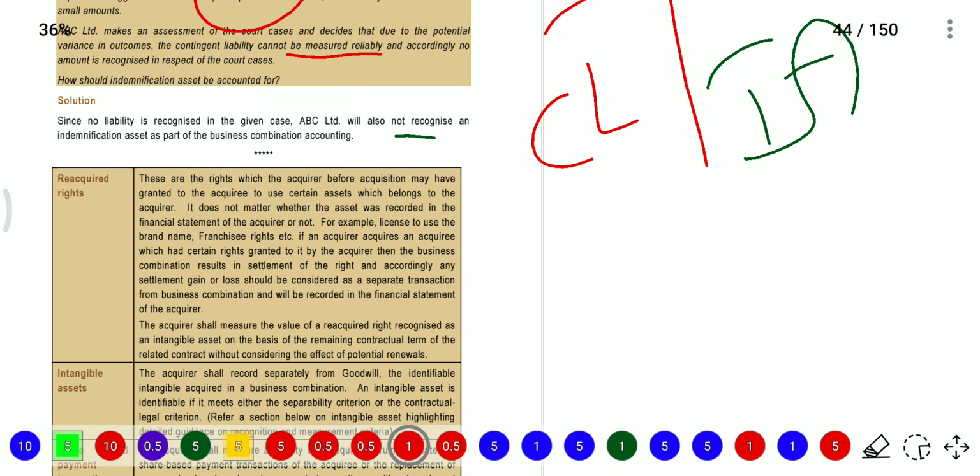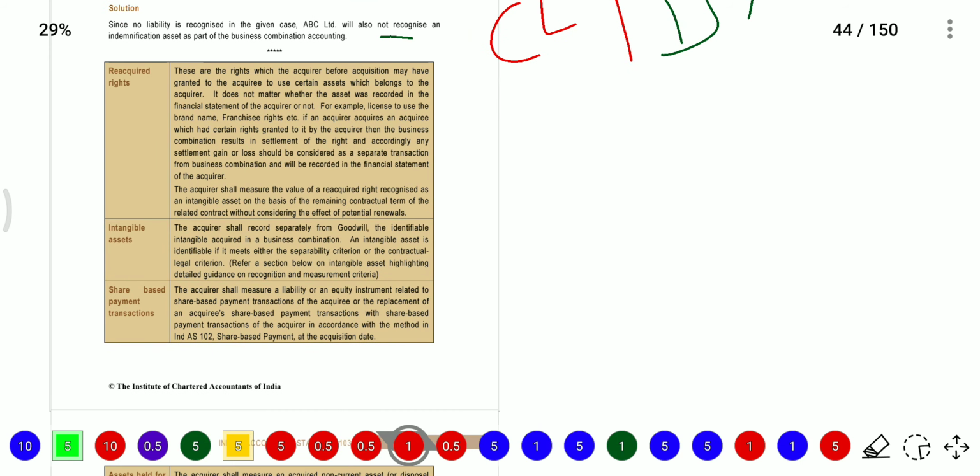After that, for measurement we have some exceptions: reacquired rights, intangible assets and some share based payment transactions. For reacquired rights, we will measure based on the remaining contractual terms of the related contract. So we will see the related contract and the remaining contractual terms. On that basis we will measure it.